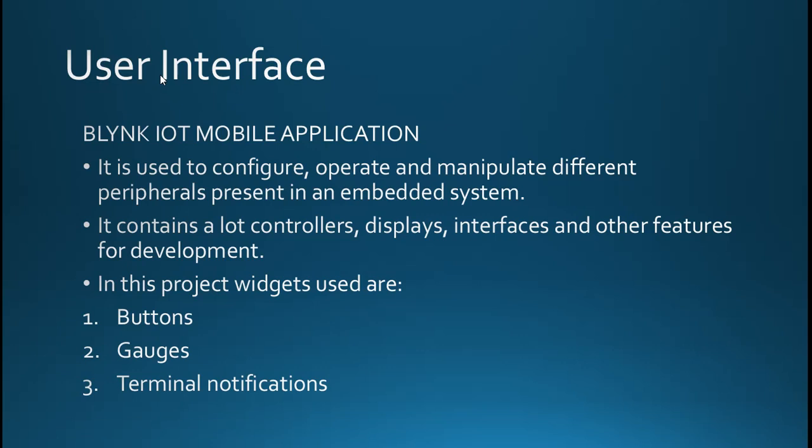Buttons are used to turn on and off the peripherals. Gauges display the temperature and the water level in the tank respectively. Terminal notifications are used to provide notifications for the threshold limit.